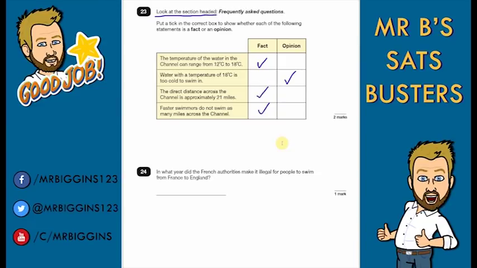Question 24 says, in what year did French authorities make it illegal for people to swim from France to England? If we look down at the safe to swim section and read down, it tells us that it outlawed swimming from France to England in 1993. So that's our answer. The only way it might be tricky is they've replaced the word outlawed with illegal.